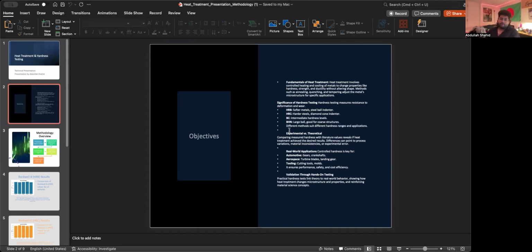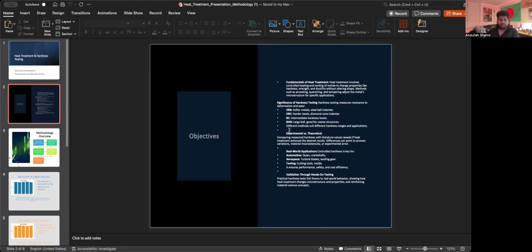I aim to understand the fundamentals of heat treatment, which involves heating and cooling metals in a controlled way to change properties. Properties like hardness, strength, and ductility without changing the overall shape. I also wanted to highlight the significance of hardness testing, different hardness tests like the Rockwell B for softer materials, Rockwell C for harder steels, BC for intermediate ranges, and Brinell for coarse structures. So these all help determine how resistant a material is to deformation and wear.